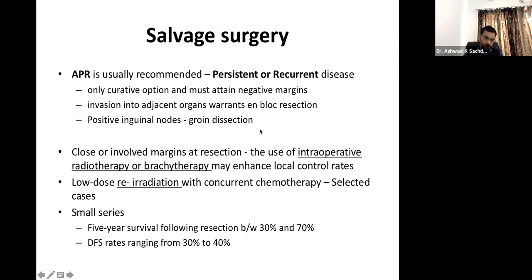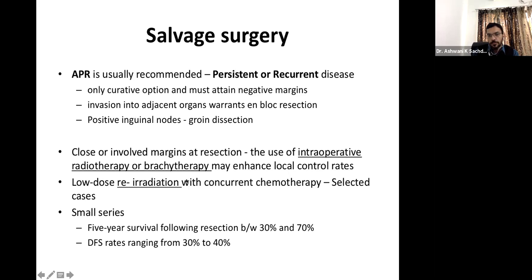In case of persistent or recurrent disease, salvage surgery with abdominoperineal resection is the recommendation of choice. It is the only curative option, and a negative margin should be obtained. If it is invading into an adjacent organ, it warrants en bloc resection. If it is invading into the vagina, uterus, or anywhere, then exenteration should be done. If there are positive lymph nodes, groin dissection is to be done.